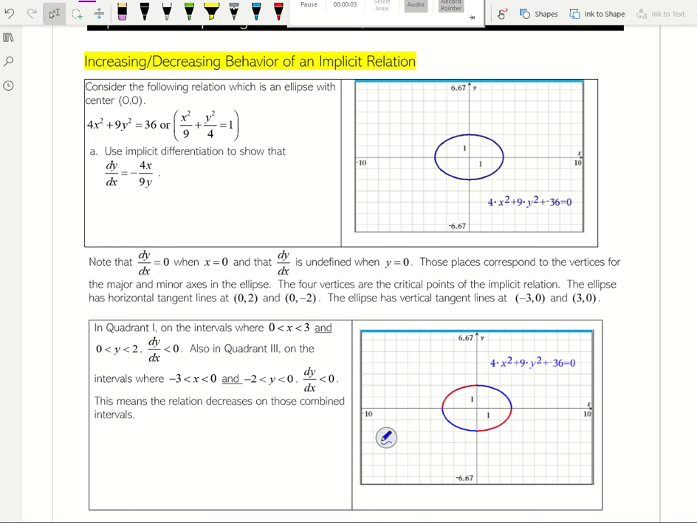Topic 5.12, exploring behaviors of implicit relations. So, do you guys remember when you had to do implicit differentiation? Alright, so it's supposed to end up being negative 4x over 9y, so we're just going to review how we're actually going to get that.